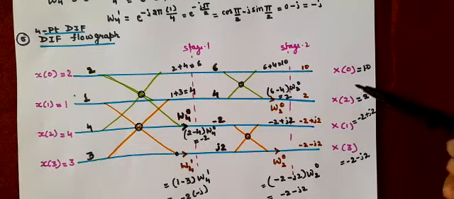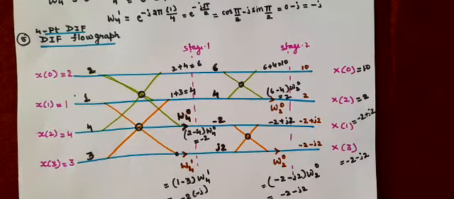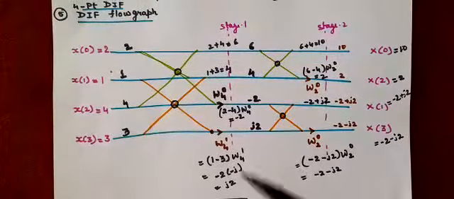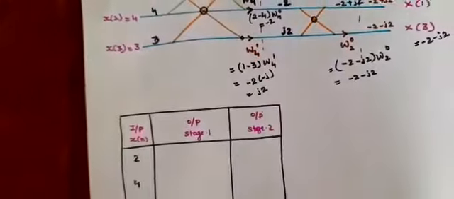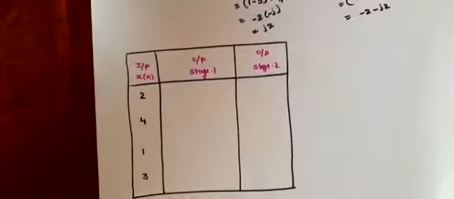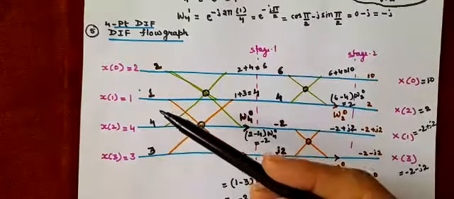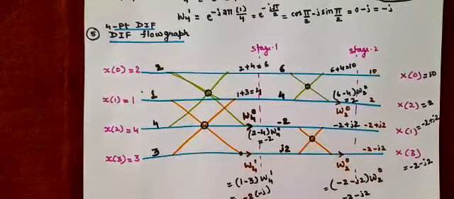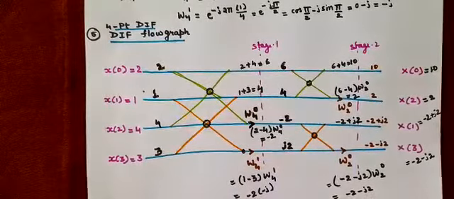So how is the output here in DIF? It is in the bit reversal order. We have to see these output values and write your x of k. So after drawing this flow graph and doing the calculations, you can tabulate it here. 2143 is the input, which I have written here.